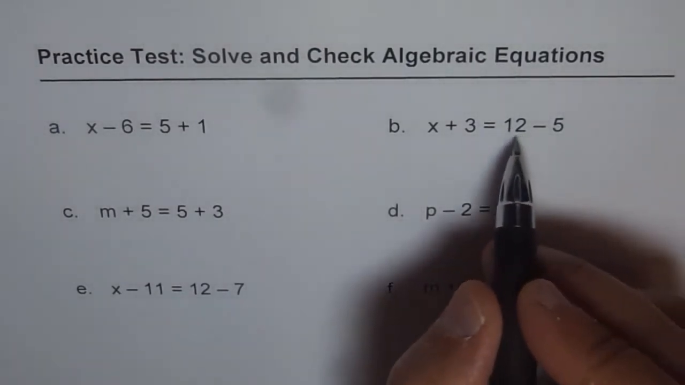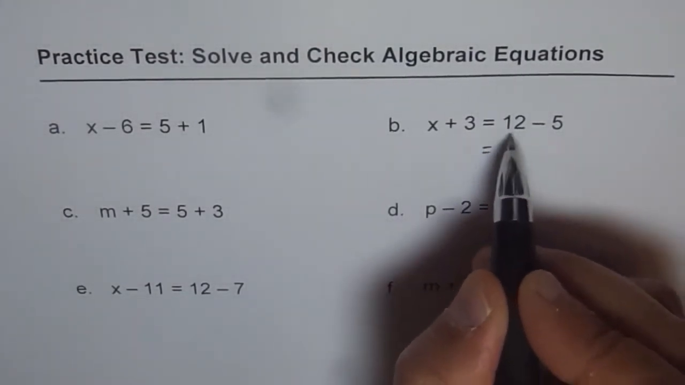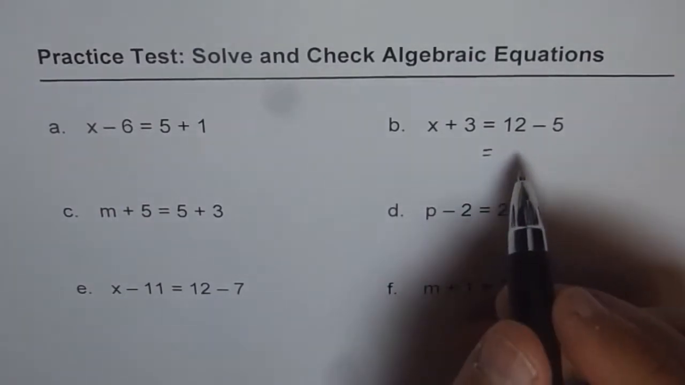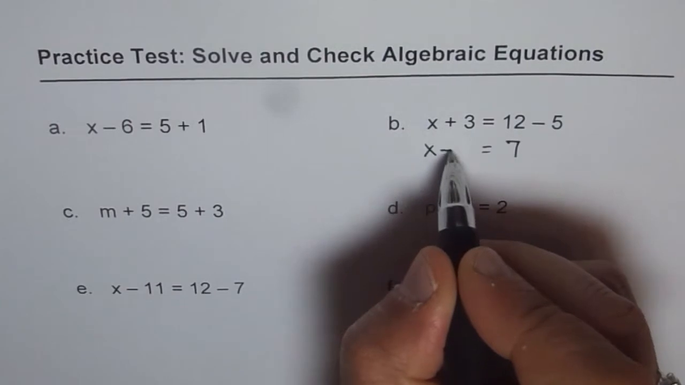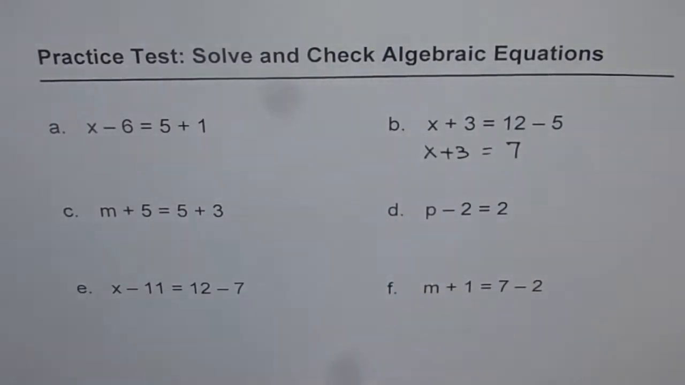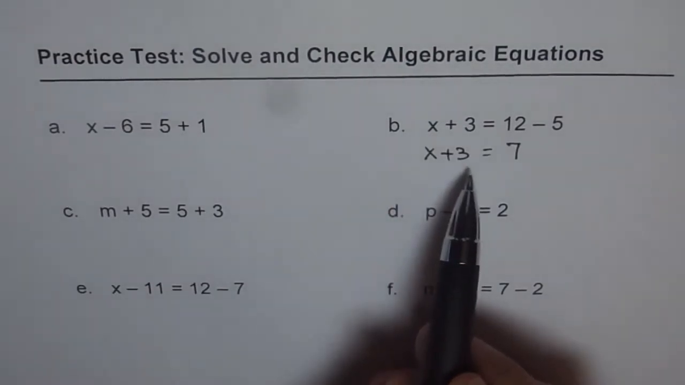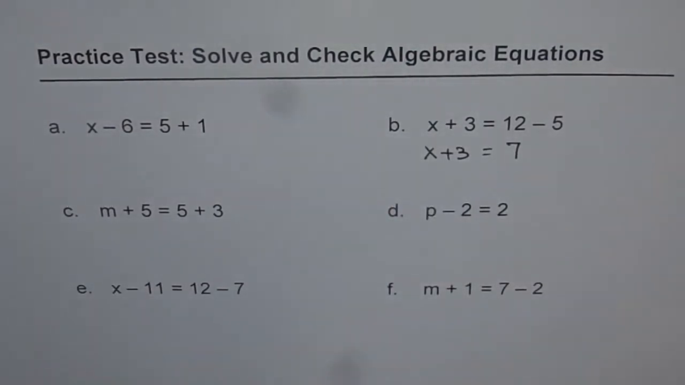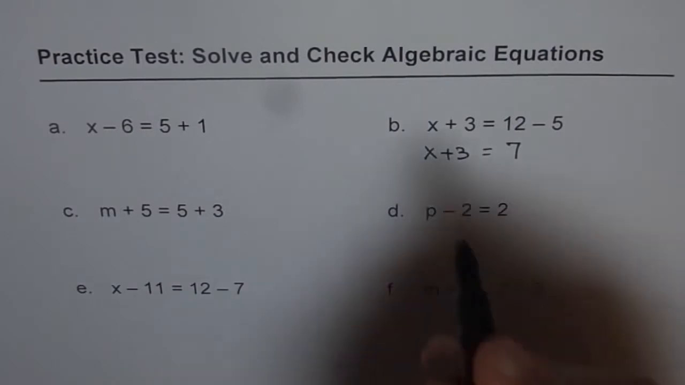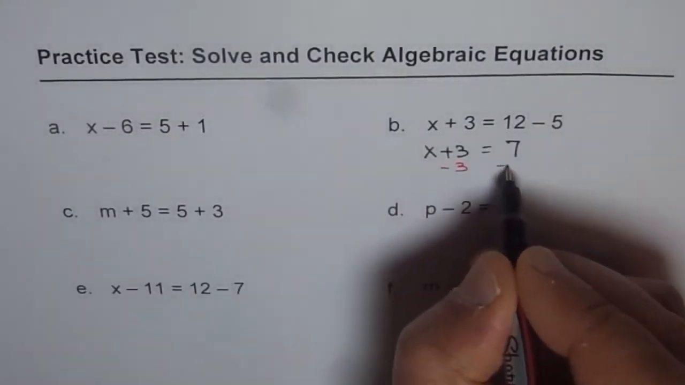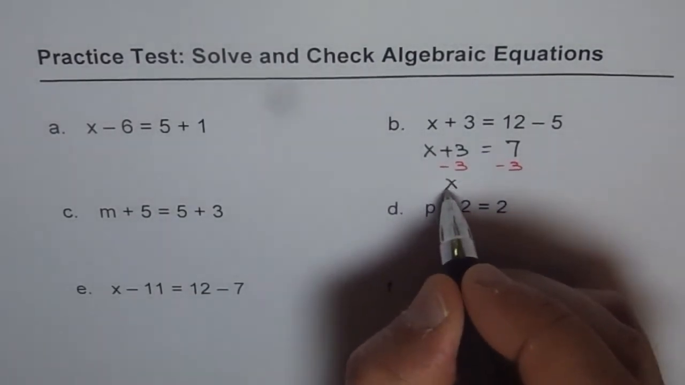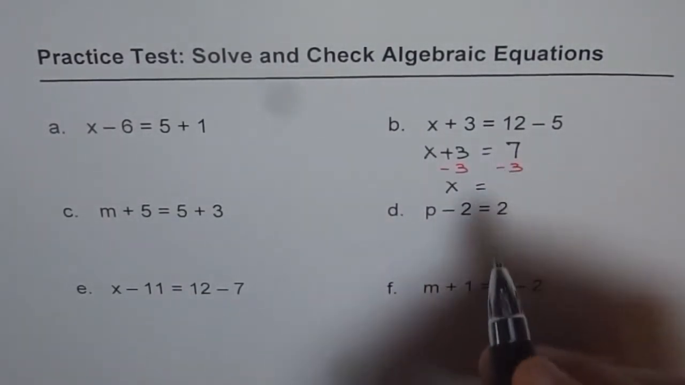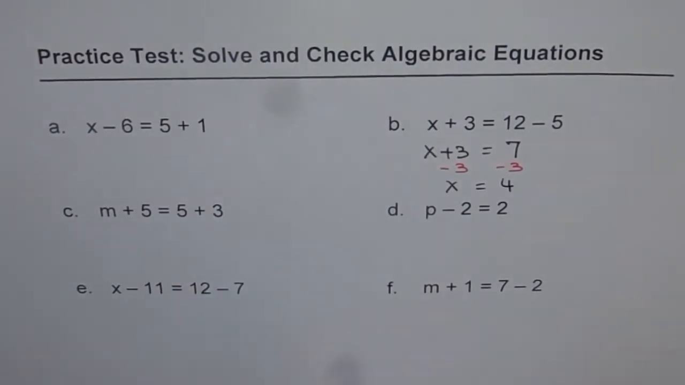So on the right side, we can combine 12 minus 5. What is it? 12 minus 5 is 7. And on the left side, we have x plus 3. Now, we need to isolate x. That is the next step. To do so, we can get rid of 3 from both sides. So we'll do minus 3 both sides. So when we do minus 3 both sides, I get the solution for x, and that is x equals 7 minus 3, which is 4, correct?